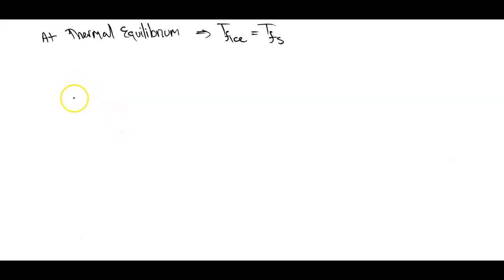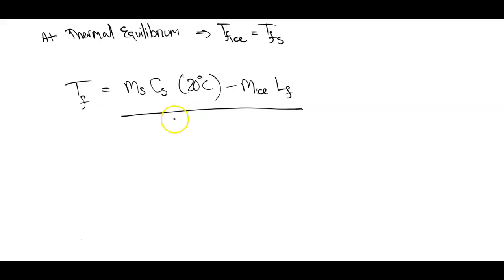we can get that T final by itself is the mass of the soda times the specific heat for soda times 20 degrees Celsius, minus the mass of the ice times the latent heat of fusion for ice, over the mass of the soda plus the mass of the water times the specific heat of water, keeping in mind that the specific heat of soda is the same as the specific heat of water.